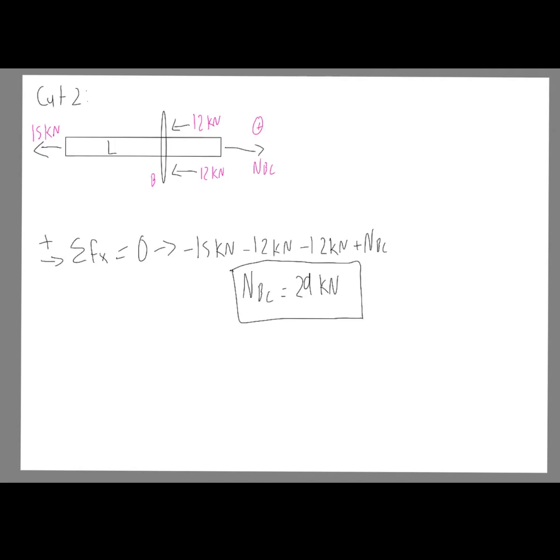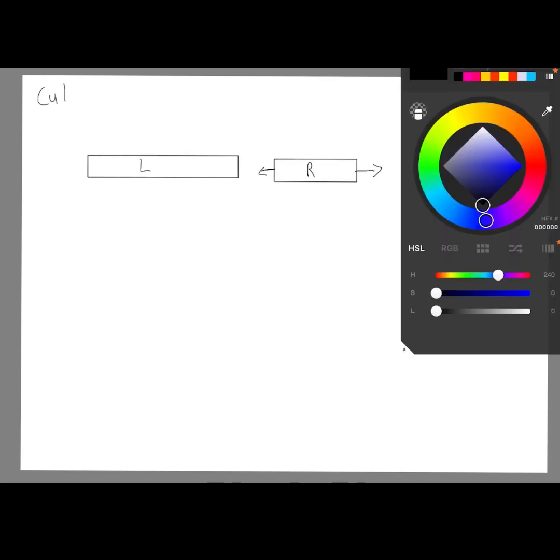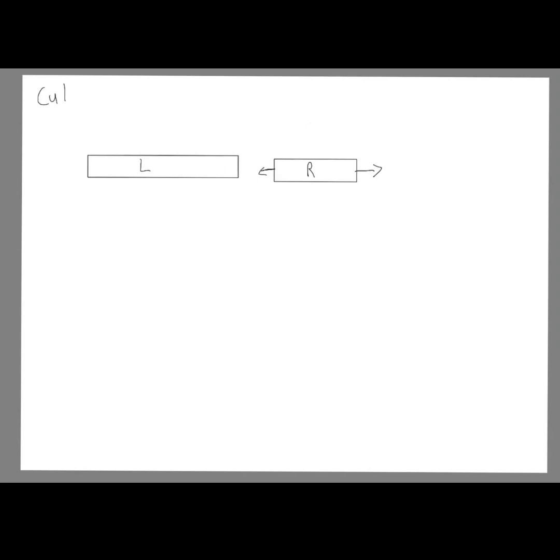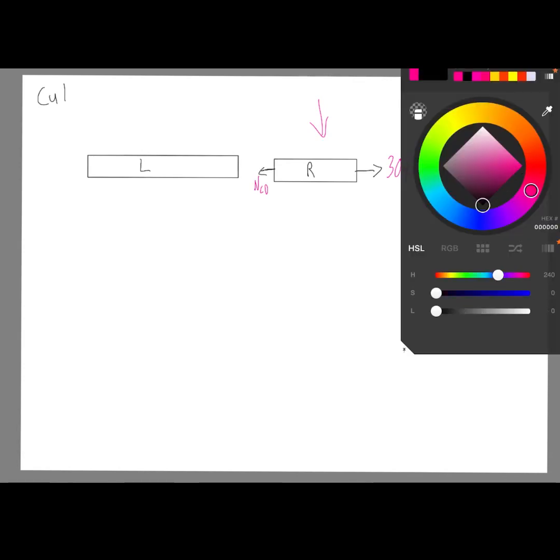So what we're doing next, let's go to cut 3. All right, I drew the left and the right one because for this one we're actually not using the left. Obviously, because it's just a little bit easier. The NCD, we're going to be doing basically the same thing. When we solve for stuff in the x direction, the NCD is just going to equal somewhere around 30 kilonewtons.